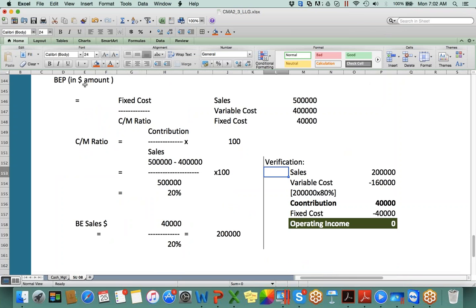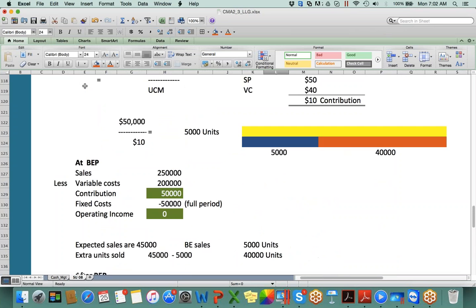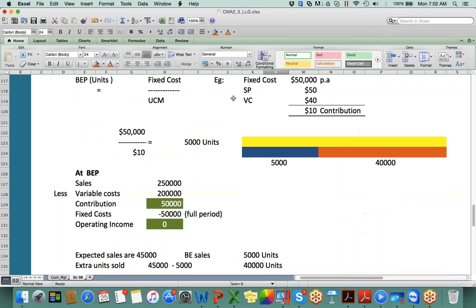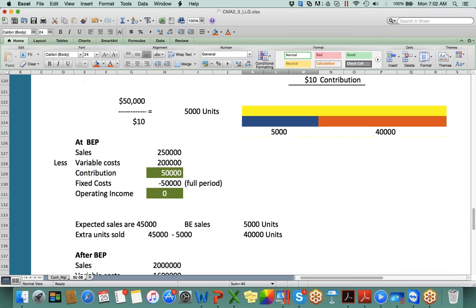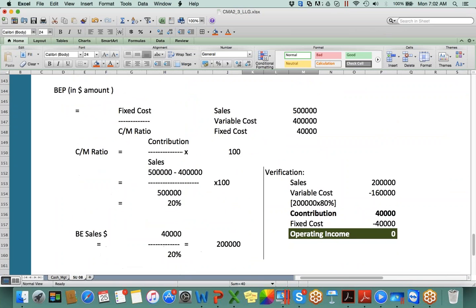Break-even point in amount. This we calculated when the information is available per unit: sales price per unit, variable cost per unit. But sometimes you may not get the amounts per unit. It says that my expected, forecasted sales are 500,000. My variable cost is 400,000, and the fixed cost for the entire period is 40,000. This is a different scenario. I want to know what is my break-even sale.